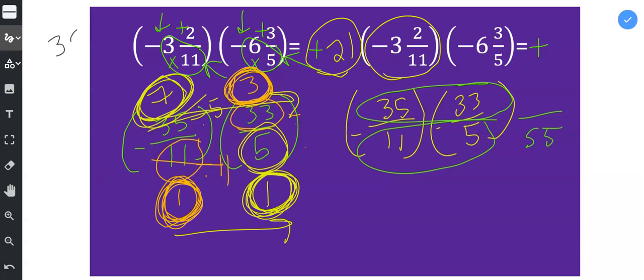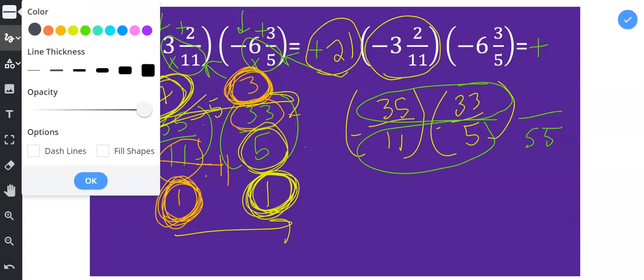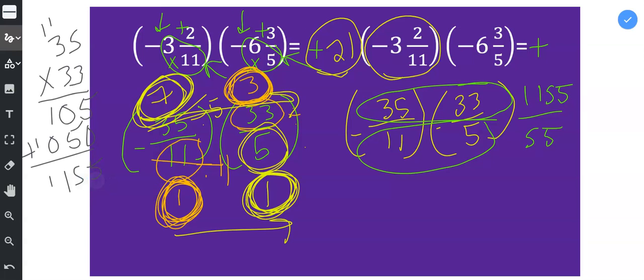All right, so 35 times 33. 5 times 3 is 15, carry the 1. 3 times 3 is 9, plus 1 is 10. 0 to hold the place. 5 times 3 is 15, carry the 1. 3 times 3 is 9, plus 1 is 10. And we get 1,155. So I can tell that I can divide each of these numbers by 5 because they both end in a 5.